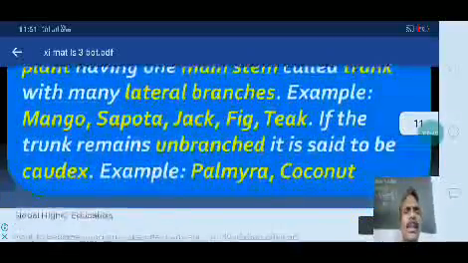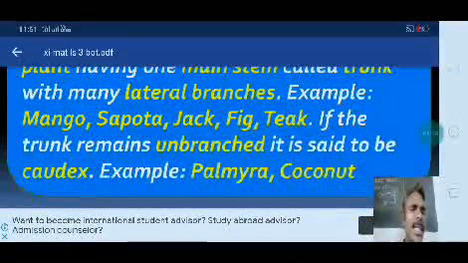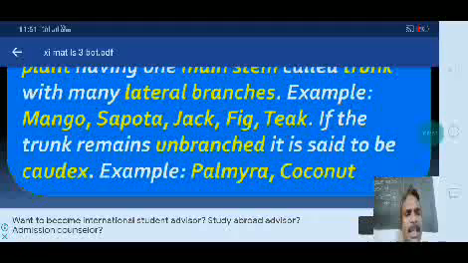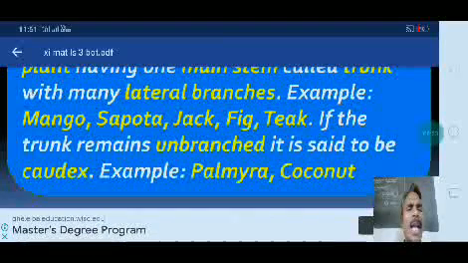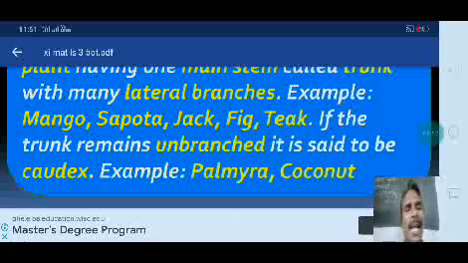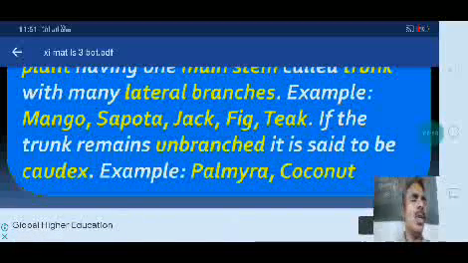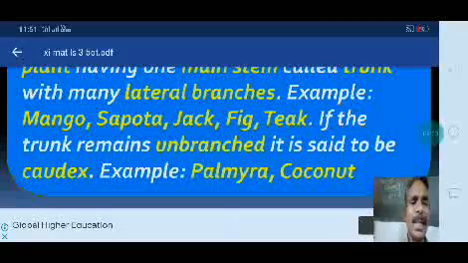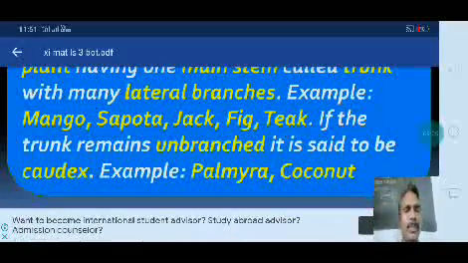If the trunk remains unbranched at the tip, it is said to be caudex. Caudex means unbranched plants, branchless. Example, palmyra and coconut plants. These come under the caudex plants. There are no branches present.